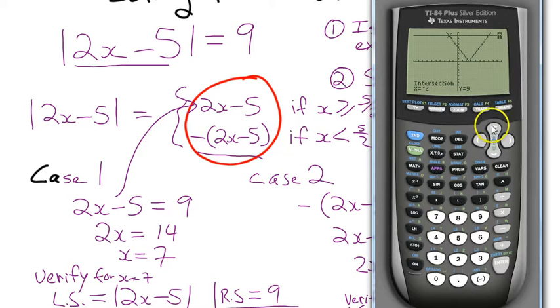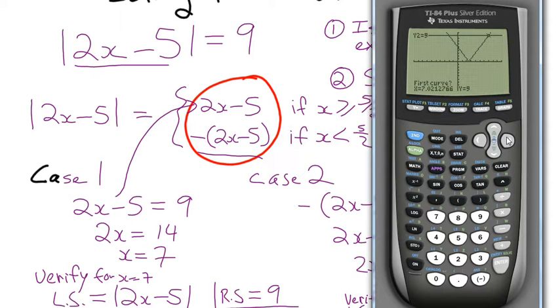So this gives you a chance to verify graphically what you are seeing algebraically. I'm finding the intersection of the two curves. Y2 equals 9. Left side graphed as Y1, right side graphed as Y2.